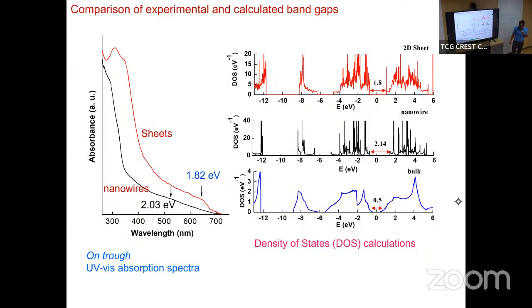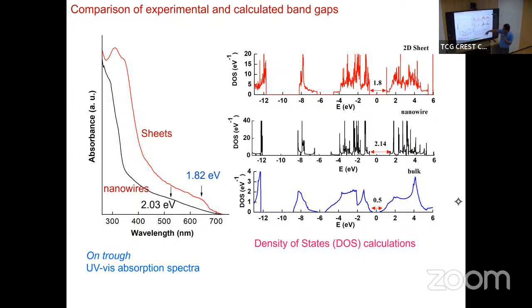Now we have compared the actual measurement of the band gap of the nanowires as well as the two-dimensional sheets. This is not the regular absorbance; this is measured across the air-water interface by means of fiber optics. We found the band gap of the nanowires to be 2.03 electron volt, and for the two-dimensional sheets it is 1.82 electron volt. That means the band gap is reduced because of that change in the dimension.